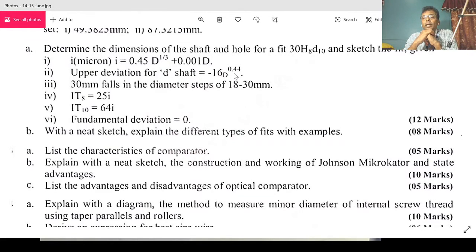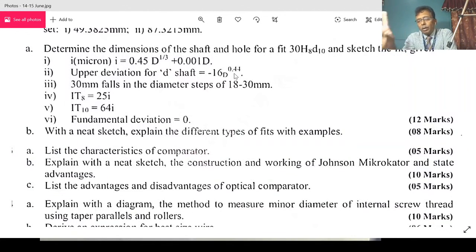Next, list the characteristics of comparators. Comparators I have not discussed yet in this lecture. Maybe tomorrow or the day after, in subsequent lectures, we can discuss comparators. It's a theoretical question carrying 5 marks straight away. Next, explain the construction and working principle of Johansson microcator. Yes, we are going to discuss Johansson's microcator in comparators, unit number 5.